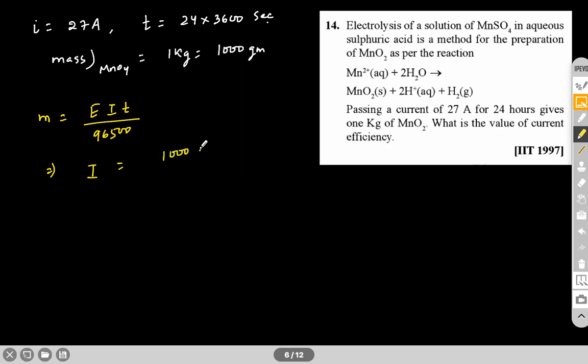1000 into 96500 divided by E into T. T is 24 into 3600. What is E? E is the equivalent mass. So that would be the atomic mass of manganese, and the change is what? The change is, you can see here, the number of electrons exchanged is 2.